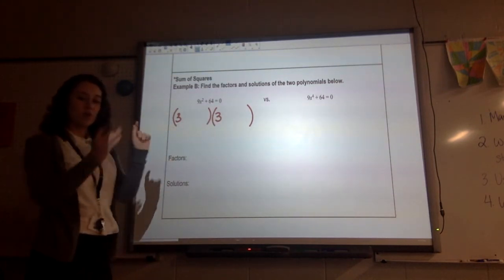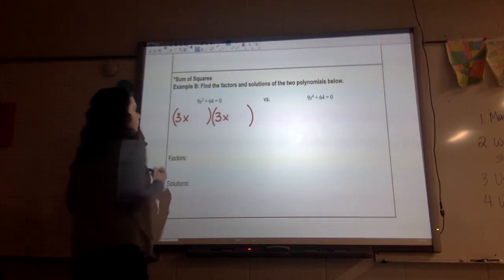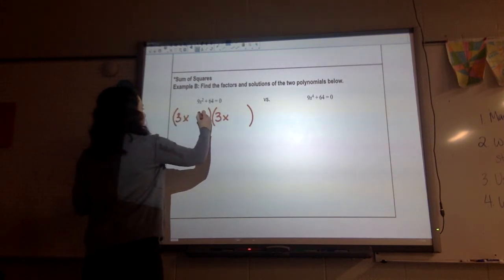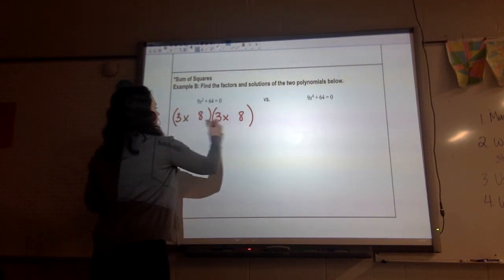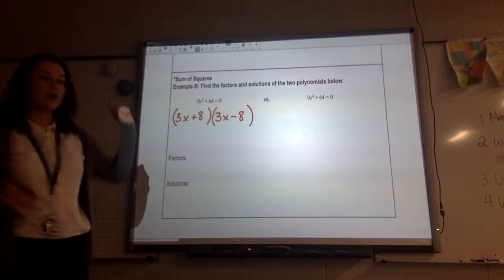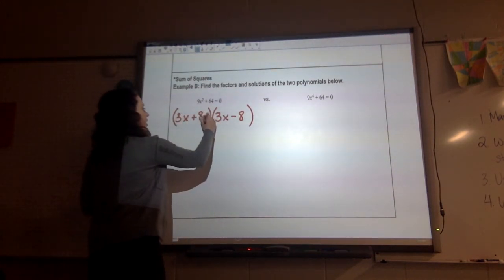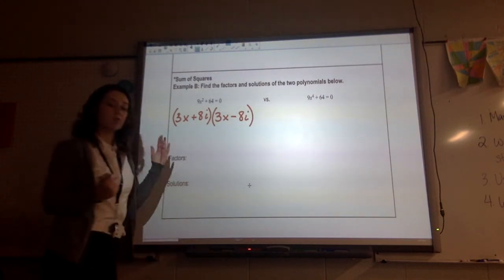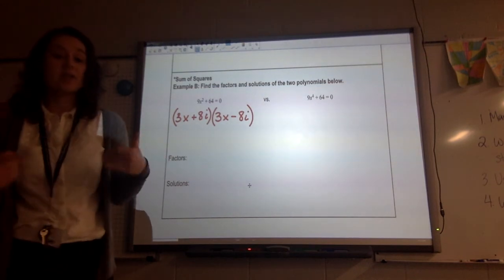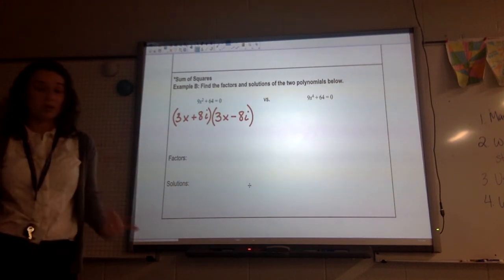If I split up x squared and I split that in half, each parentheses gets an x. I then say, what is the square root of 64? That's an 8. And my signs are plus minus. Here is the difference. When you factor a sum of squares, this second number right here has an i with it. So it's not just 3x plus 8 and 3x minus 8. It's 3x plus 8i and 3x minus 8i. So there's my factors for a sum of squares. That is literally the only difference.